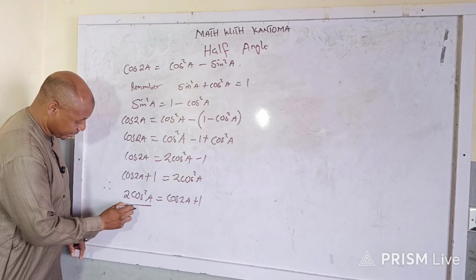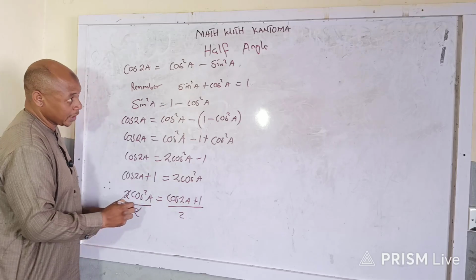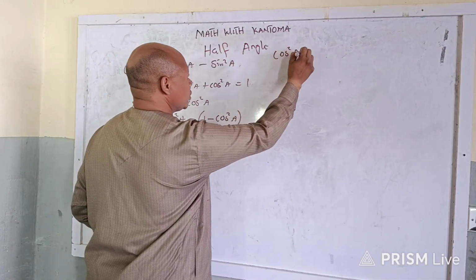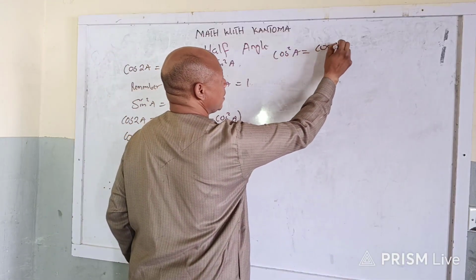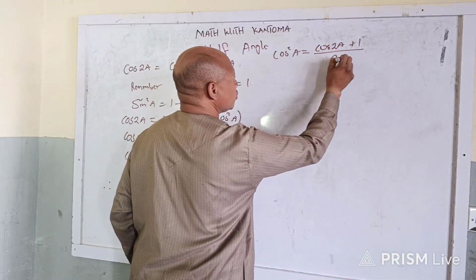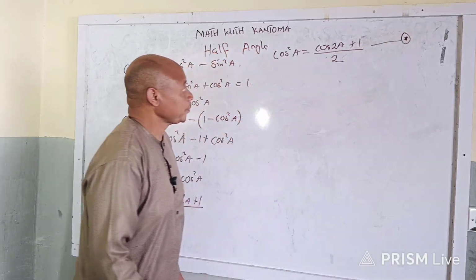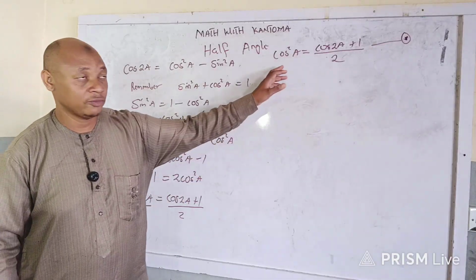So I'm looking for cos square a. Let me divide both sides by 2. So 2 goes with 2. I'll be left with cos square a is equal to cos 2a plus 1 divided by 2. So this equation, let me say this is equation 1. This equation I'll be using to take the half angle formula.